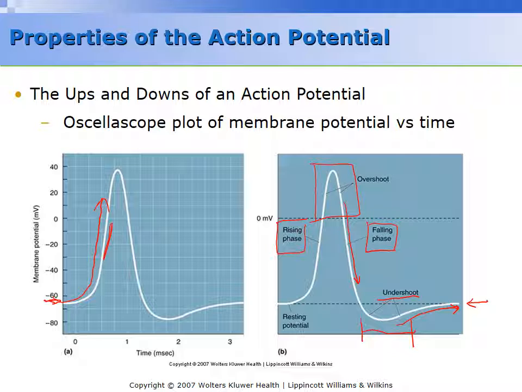So the whole action potential, if we look at it from 0 to about 2.5 milliseconds, that's how long a single action potential lasts. And this is what it looks like with the distinct phases: the resting phase, rising phase, overshoot, fall, and undershoot. And then it reverts back to a resting potential.